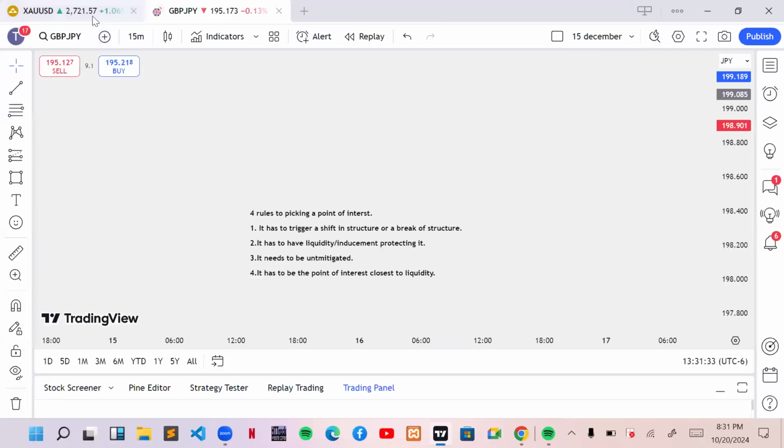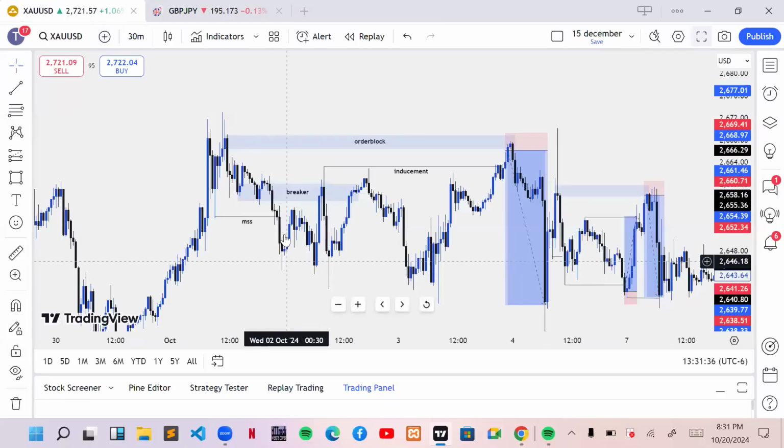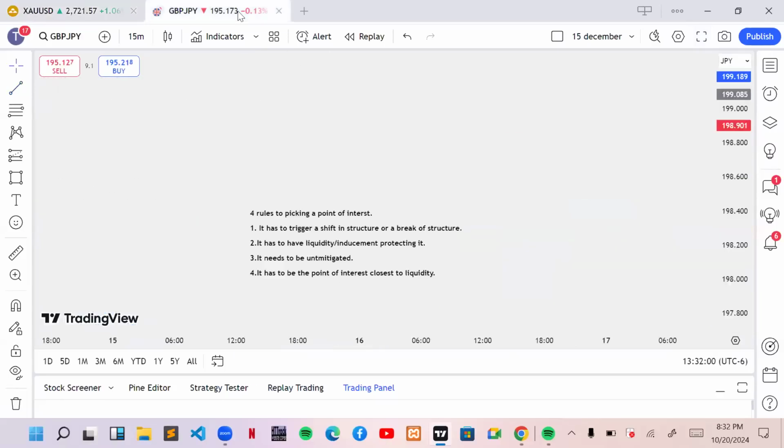Third rule, it needs to be unmitigated. And this is where it comes in. Now, this is our breaker block, this is our other block. But this is our breaker block because remember, I said mitigation is when price comes to tap a point of interest after a shift of market structure. After the shift of market structure, the market actually came back to tap into this breaker block, meaning that this breaker block has now been mitigated, disqualifying it as a point of interest that we can use to take a trade.